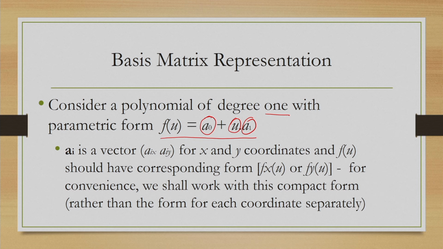We must keep in mind here that this is a compact representation. ai, like a0 a1, actually represents vectors comprising of two components, one each for the corresponding coordinates. So, a0 actually has a0x, a0y values separate for x and y coordinates. Similarly, f(u) should have corresponding expressions, namely fx(u) and fy(u). However, for simplicity we will work with this compact form rather than the expanded form.